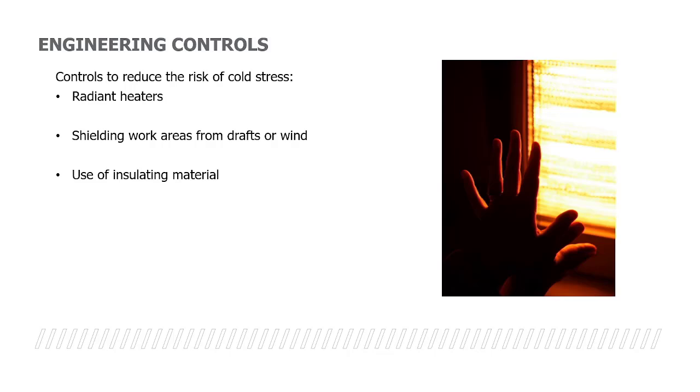So here are some controls you can put in place for working in cold weather. These are controls that reduce the risk of cold stress. You can use radiant heaters wherever you're working. Just have a heater next to you to help keep the temperature around you warmer. Shielding your work areas from drafts or wind can be a big game changer. Just keeping that wind off of you makes a big difference. And using insulating material will help keep your space warm, and help keep you warm while you're in the space.